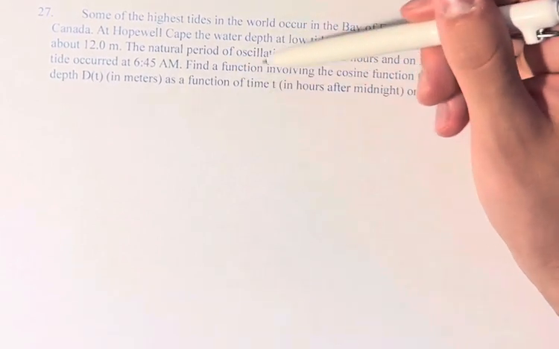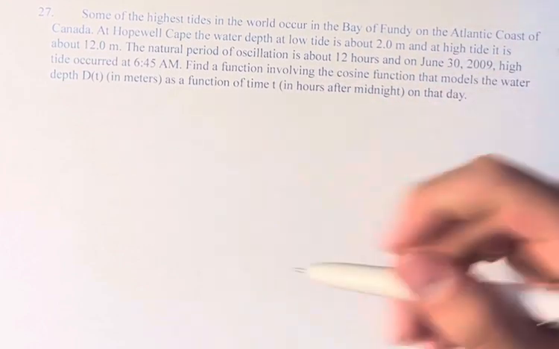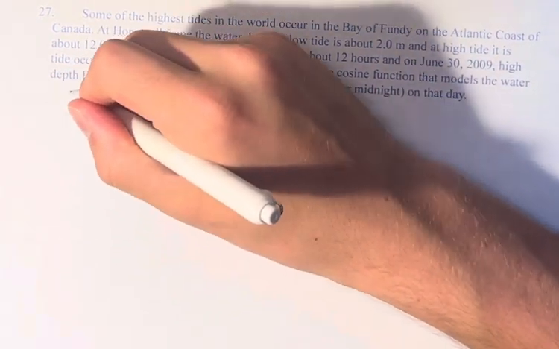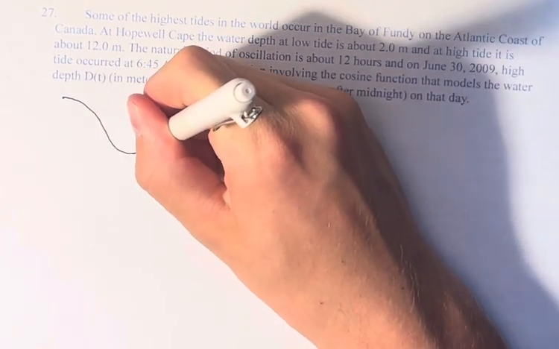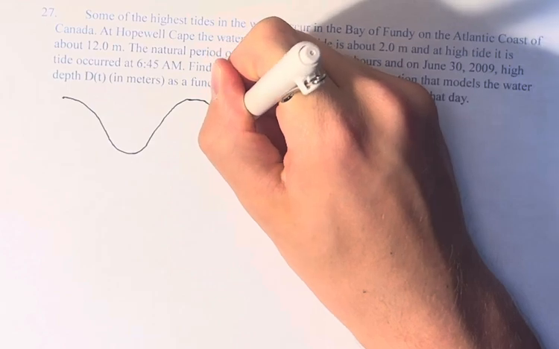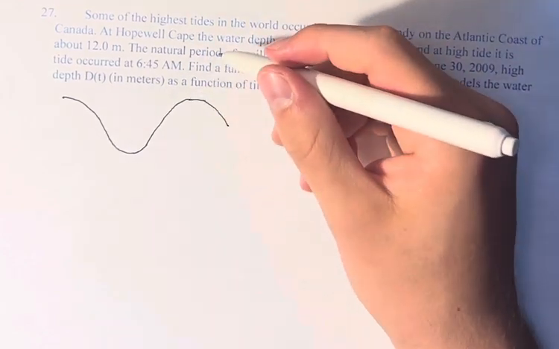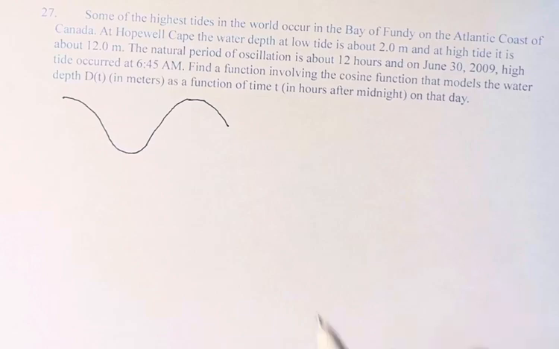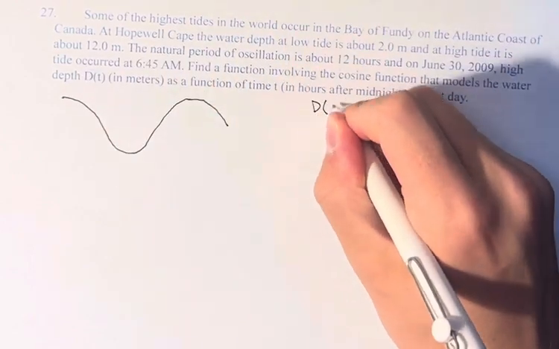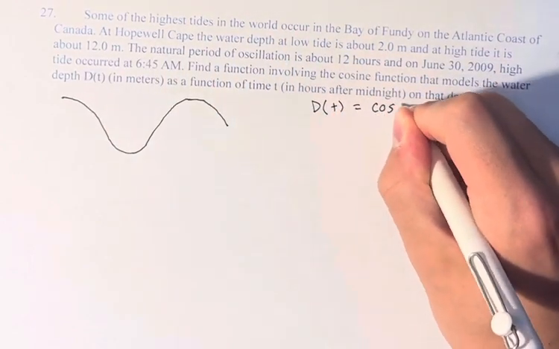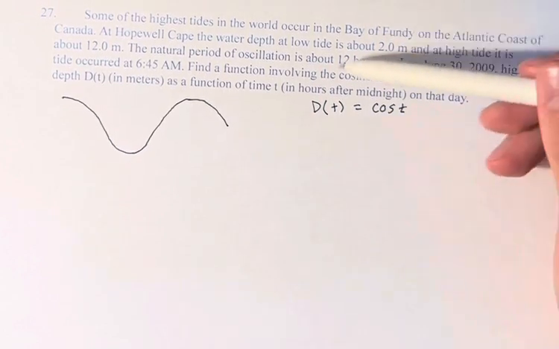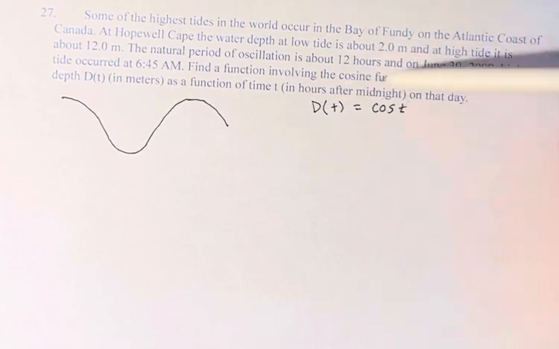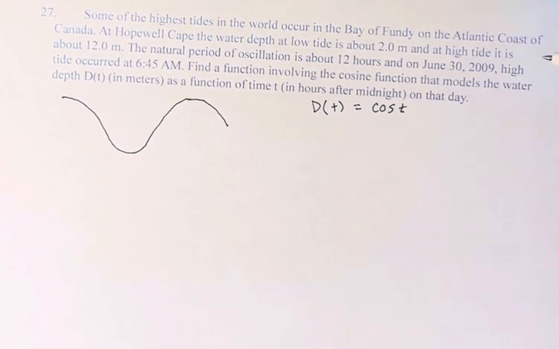So we have a natural period of oscillation, right? The tide is varying, so we're starting at high tide, and we have a period of oscillation that looks like the cosine function. Now, we have d of t is equal to cosine of t. This is our starting function. Obviously, cosine doesn't perfectly model it because of all these different variables, but we're going to apply transformations to get it to match. So first, let's start with the horizontal shift.